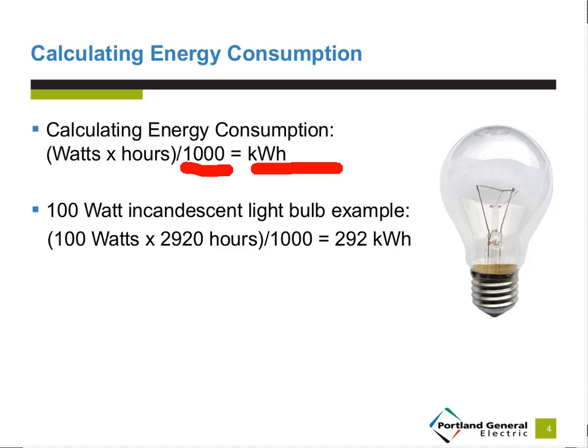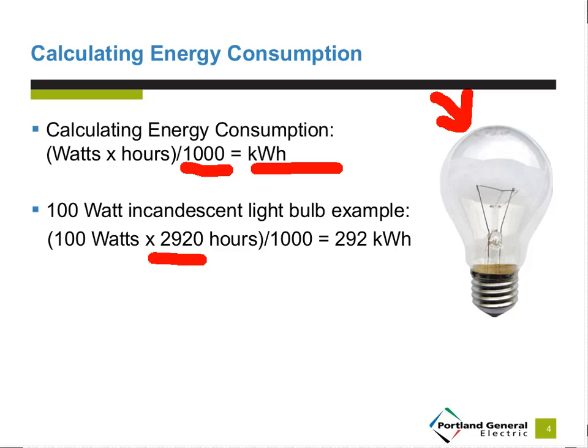So let's do this calculation. This is a standard, old school, 100-watt incandescent bulb. And anytime you turn it on, it uses 100 watts. Let's say we're going to have it on for 8 hours a day, every day of the year. That's 8 times 365, and that equals 2,920 hours.